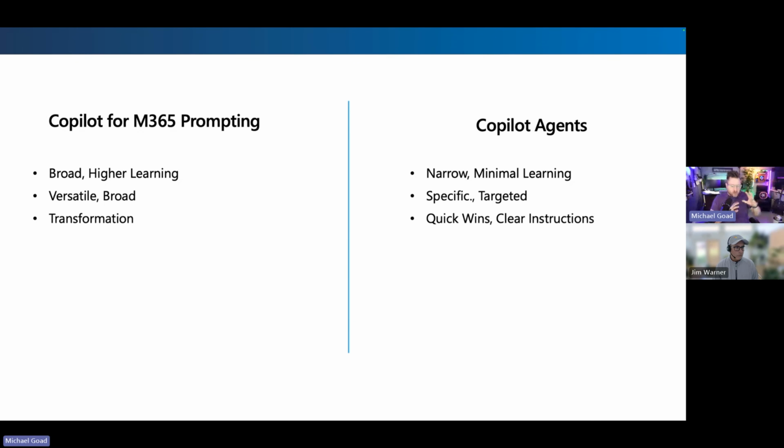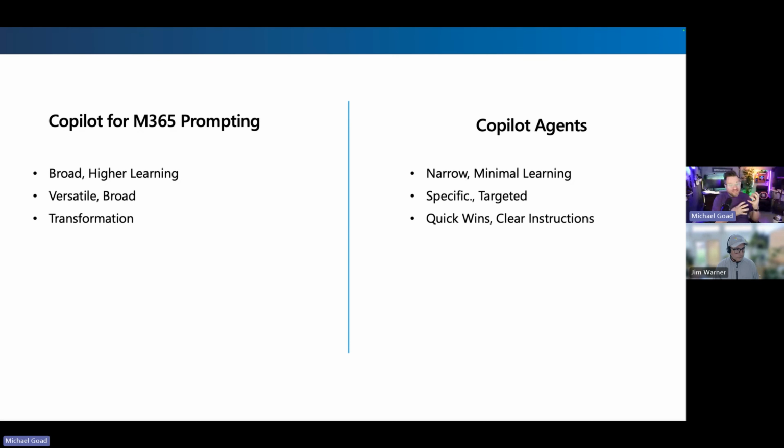So when we say broad, when we put a prompt into Copilot, it's looking at everything within our tenant and everything on the web, essentially. So it's looking at everything very, very high level and trying to get an answer back. So it's very broad in that way.